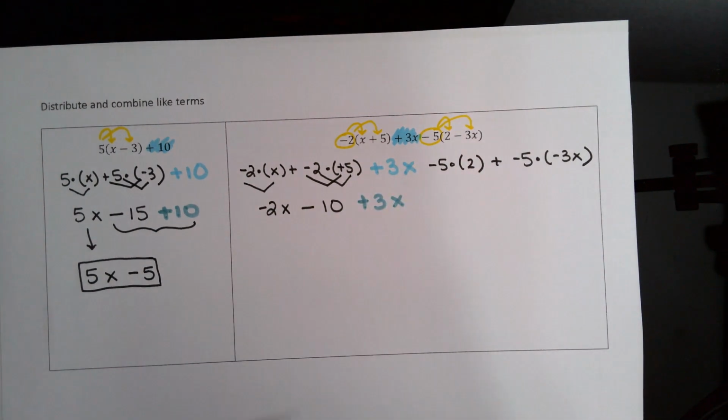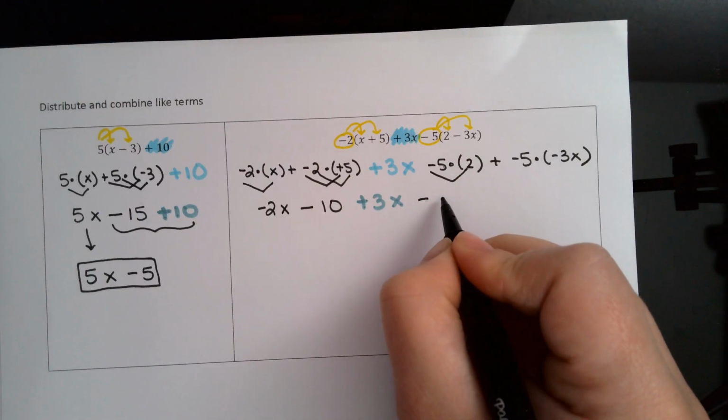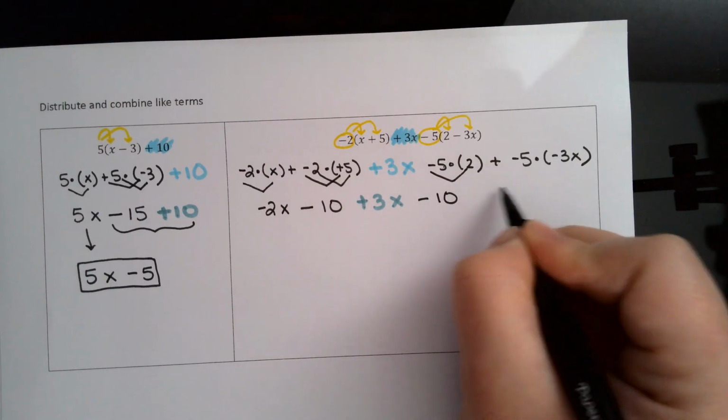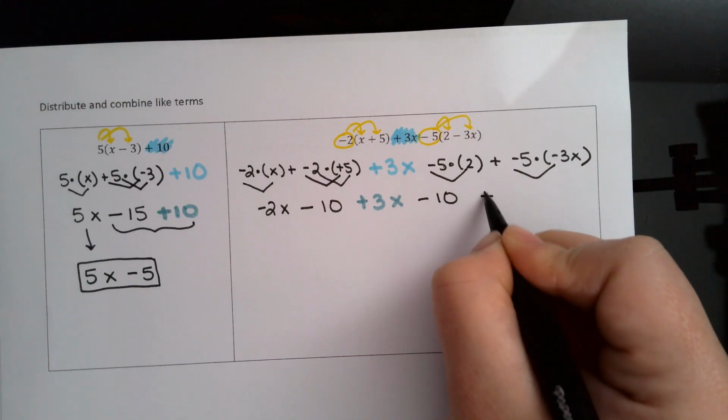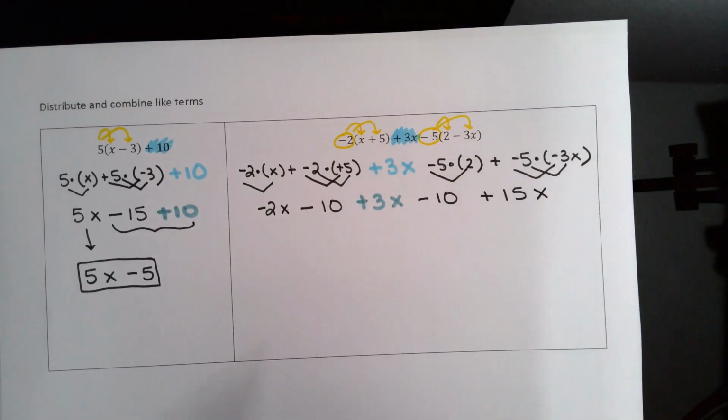X. Here, same or different? These are different. -5 times 2 is 10. And same or different? Same. 5 times 3 is 15. Do I have a letter? Yes, that letter is X.